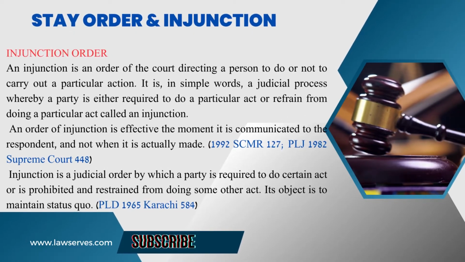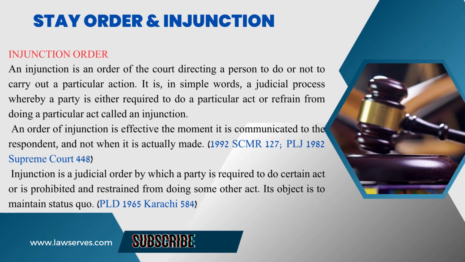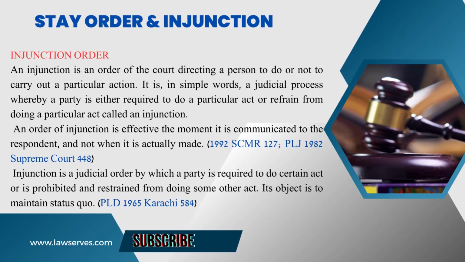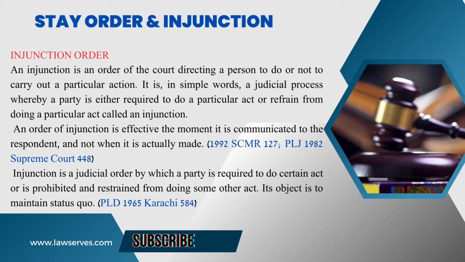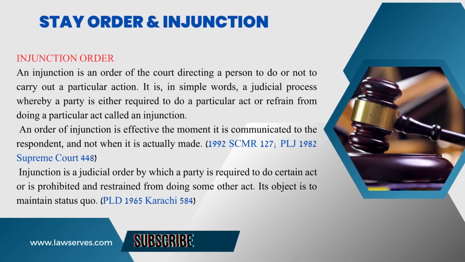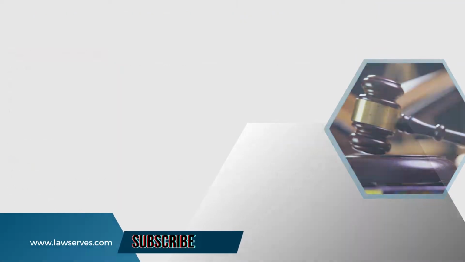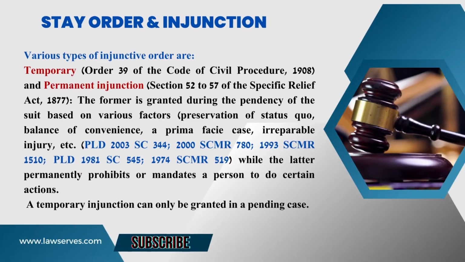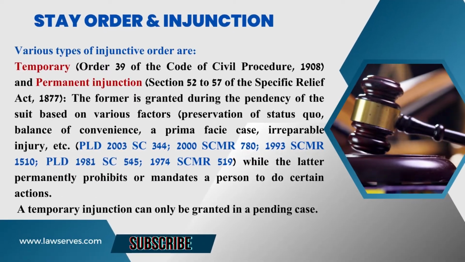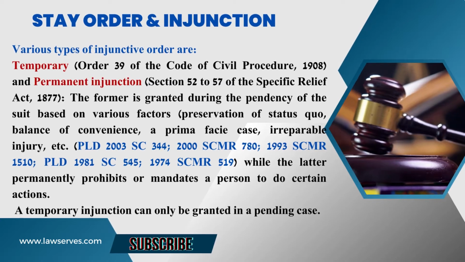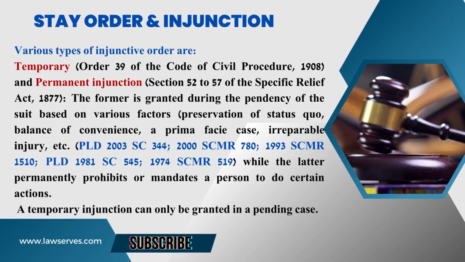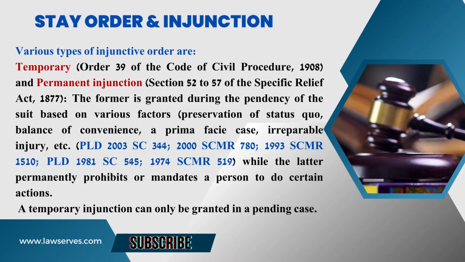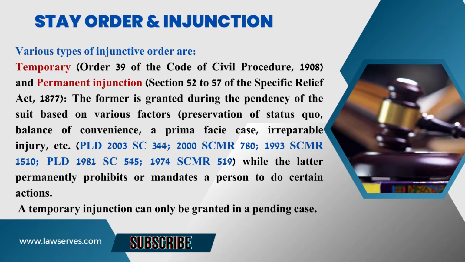An injunction is a judicial order by which a party is required to do a certain act or is prohibited and restrained from doing some other act. Its object is to maintain the status quo. PLD 1965 Karachi 584. Various types of injunctive order are temporary under Order 39 of the Code of Civil Procedure, 1908, and permanent injunction under Section 52 to 57 of the Specific Relief Act, 1877.